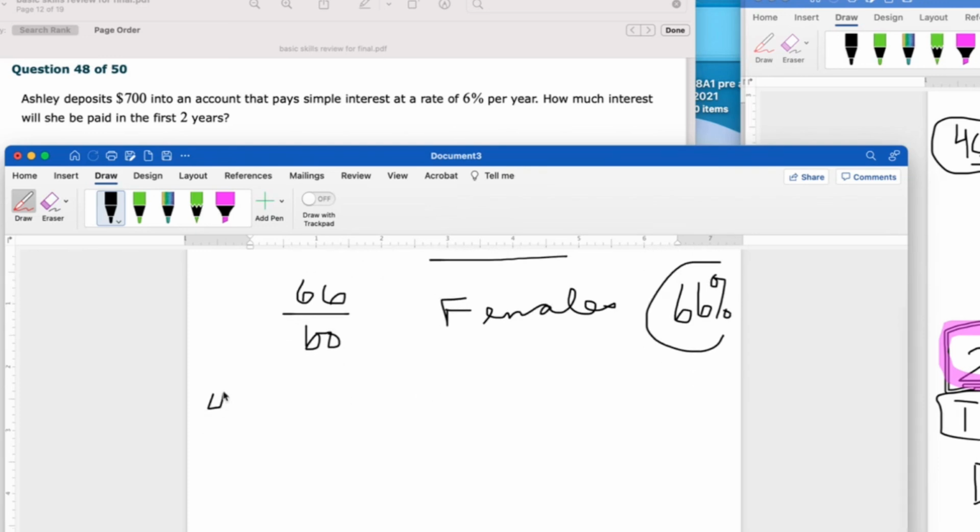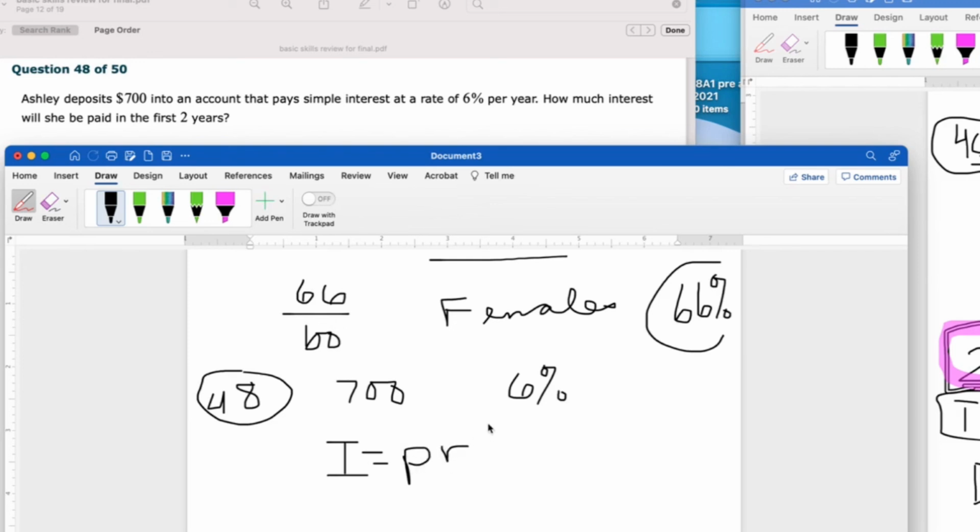Okay, question 48. Ashley deposits $700 into an account that pays simple interest at a rate of 6% per year. How much interest? Interest is principal times rate times time. You must know that formula. How much interest will she be paid in the first 2 years?